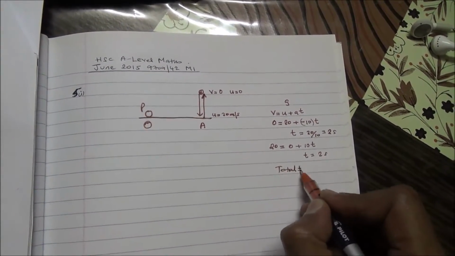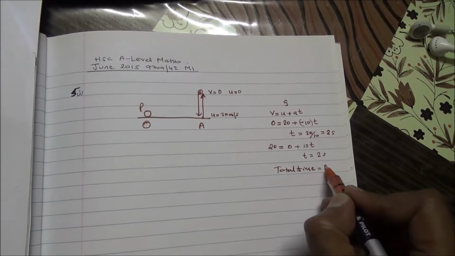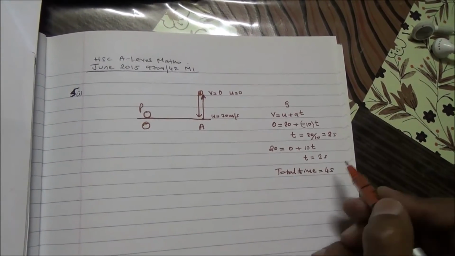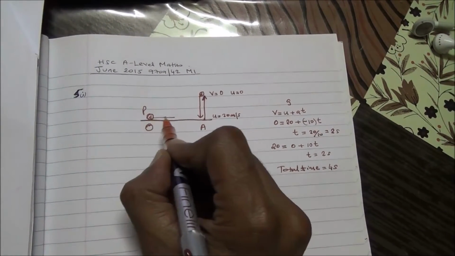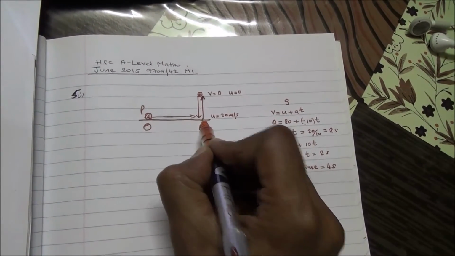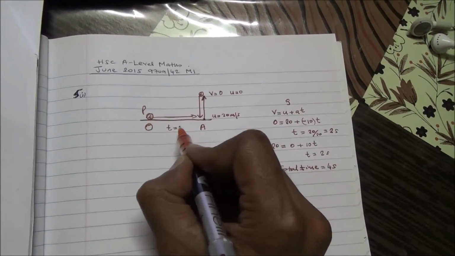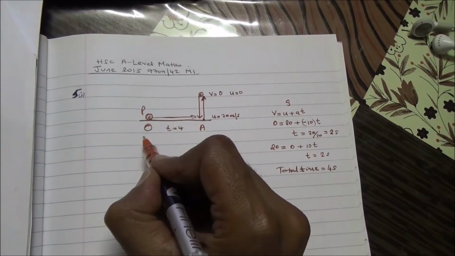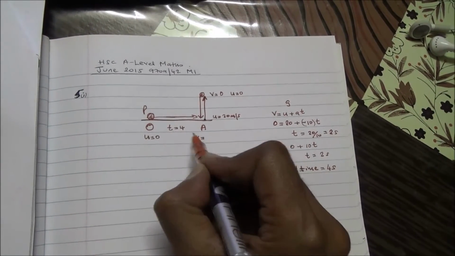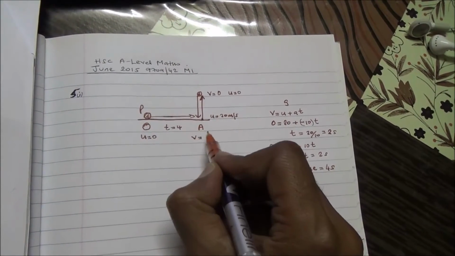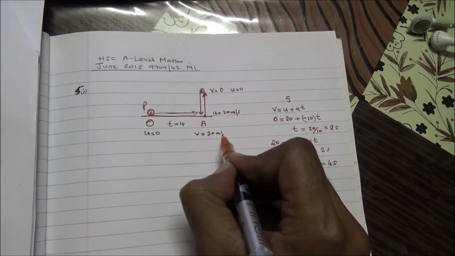is now 4 seconds. It takes the same time for the other object to travel horizontally on the line here to reach A and collide with it. So here time is going to be 4. The initial speed of P is 0. The final speed of P as it collides at A, we are told, is 30 meters per second.